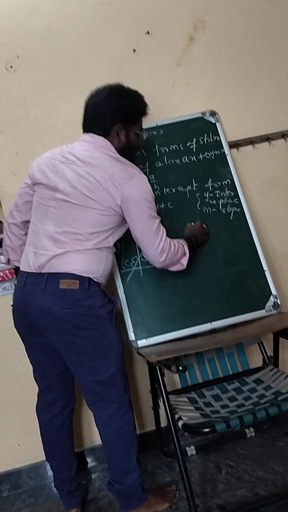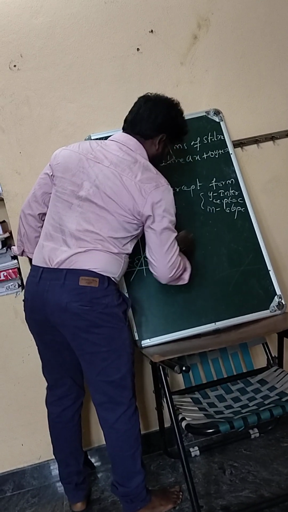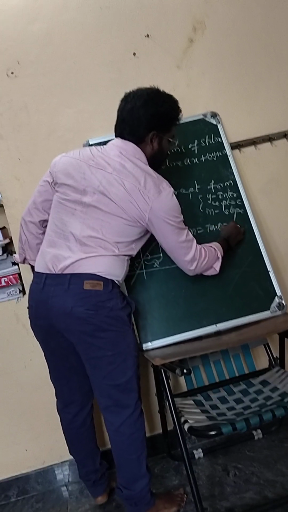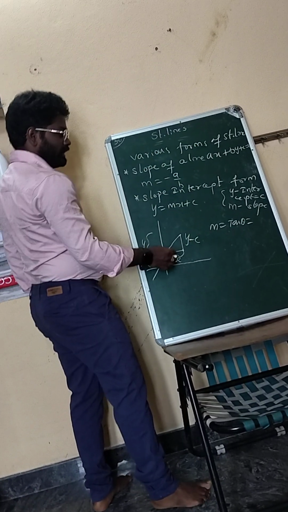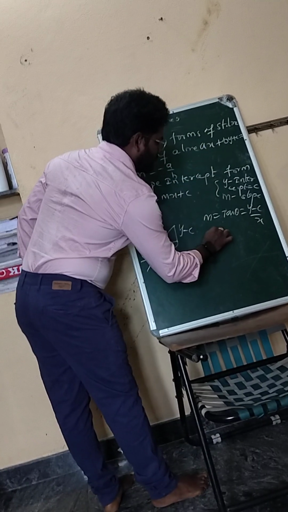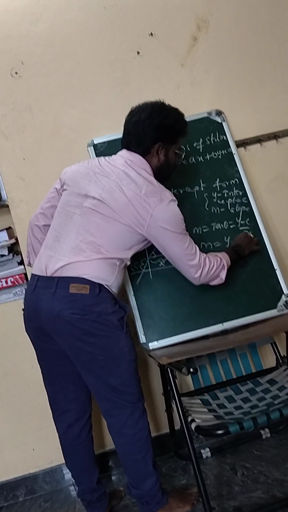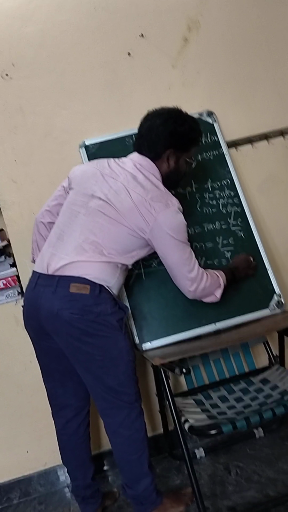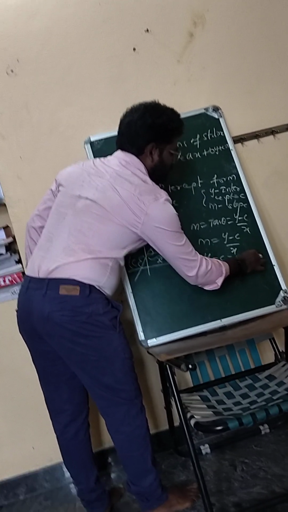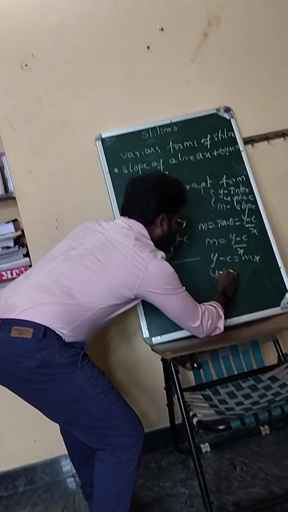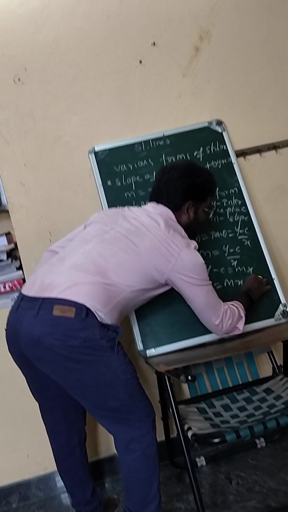Next one. m equal to tan theta equal to opposite by adjacent, which is y minus c divided by x. m equal to y minus c divided by x. So y minus c equal to mx, and finally y equal to mx plus c.